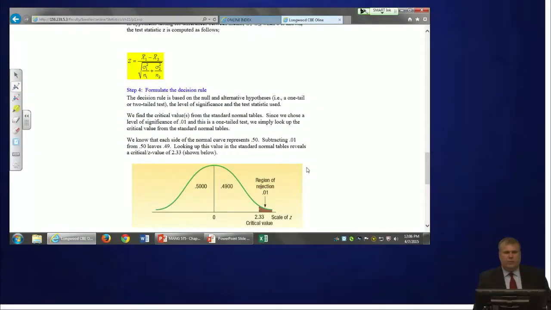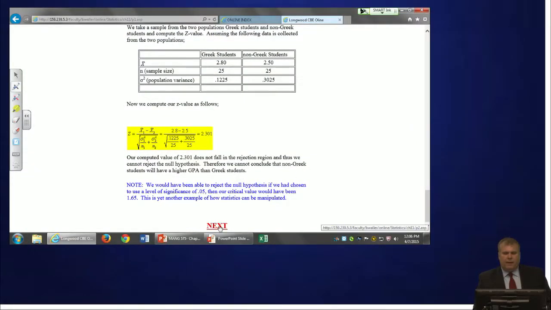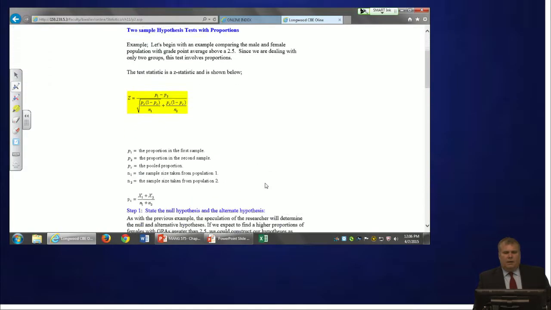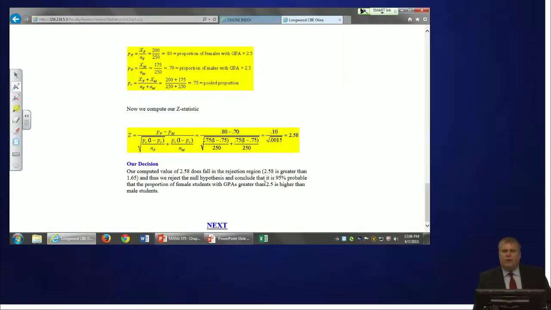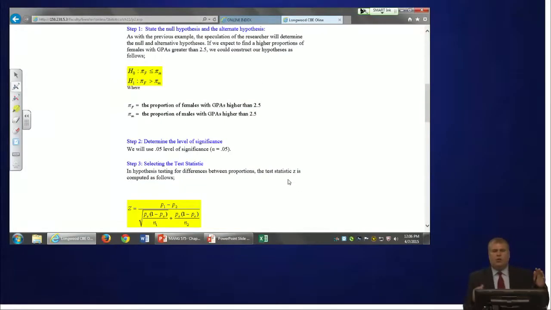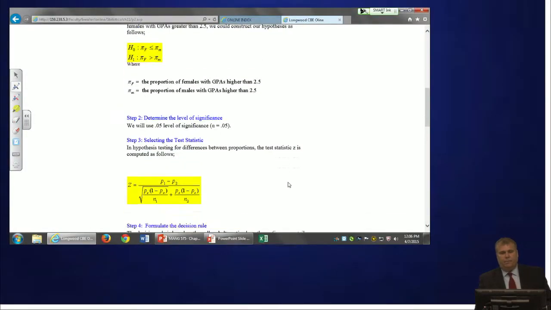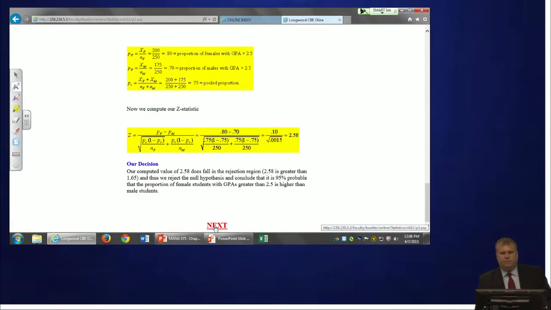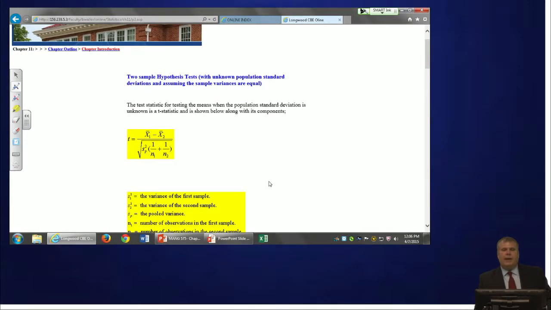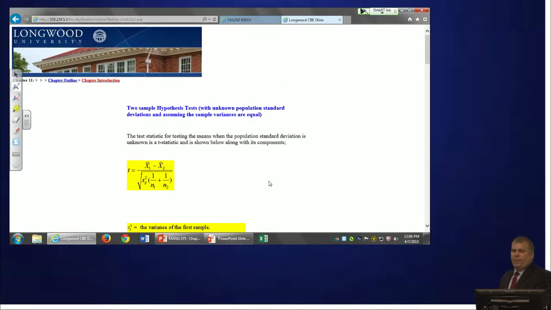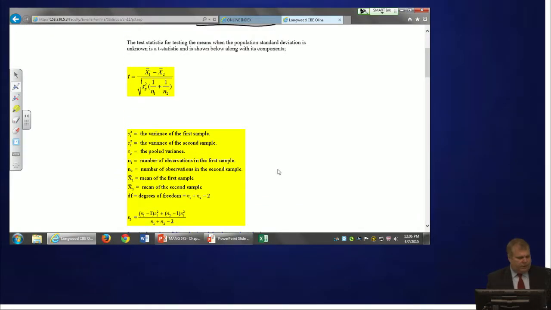I'm going to go all the way to the bottom. I'm going to hit next. That's proportions. So while I'm here, you need to make sure you go through this material if you're not doing it. I would encourage you to. Now, here, two sample hypotheses with known population standard deviation unknown, but it assumes that they are equal. So now we're going to have to deal with a pooled variance.